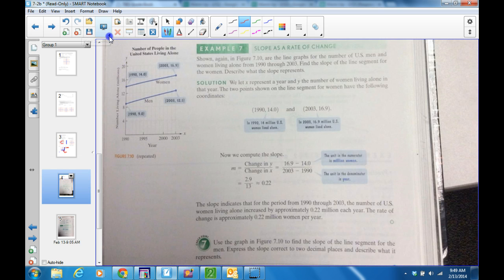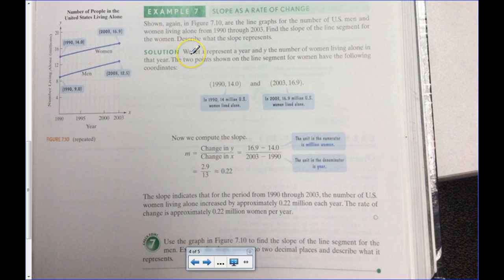Okay, so from our textbook, there's an example of a word problem that I want to look at. Basically, this is the number of people in the United States living alone, and they compare women and men. Notice that it's number in millions, and the year on the bottom. And what do you notice about the slopes of those 2 lines? Yeah, they're increasing, and they look parallel. I don't know if they are exactly, but they look pretty close to parallel.